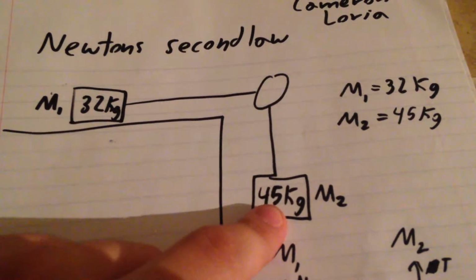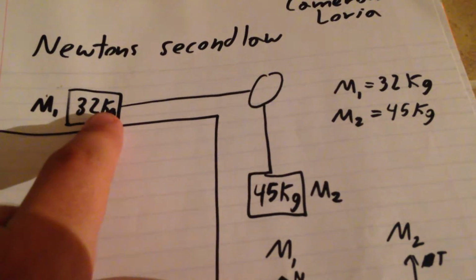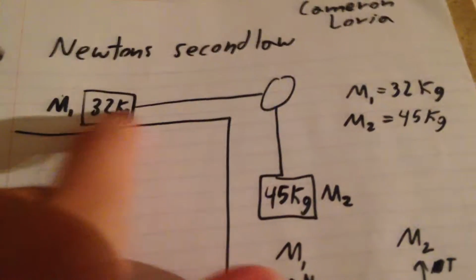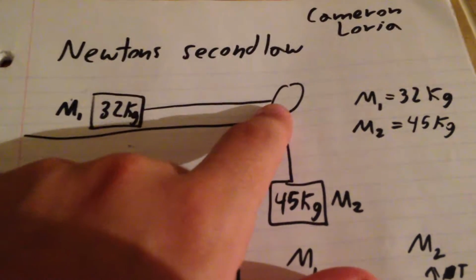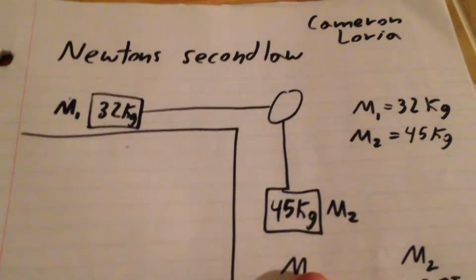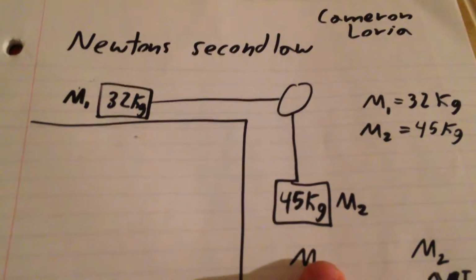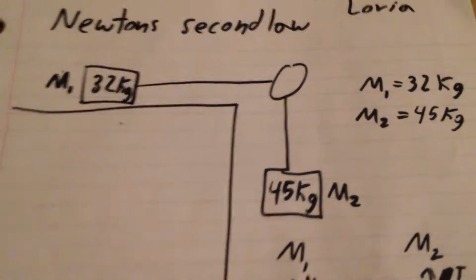If you know that this mass is heavier than this one, then you know it's going to accelerate to the right. This mass is going to make it accelerate down. So given both masses, you can find the acceleration.